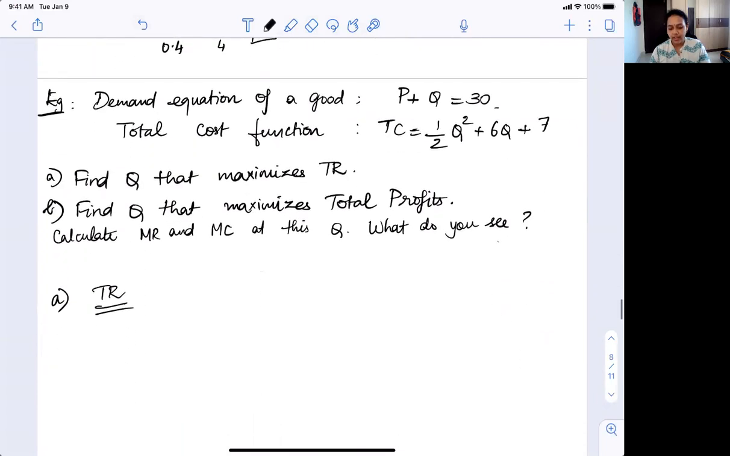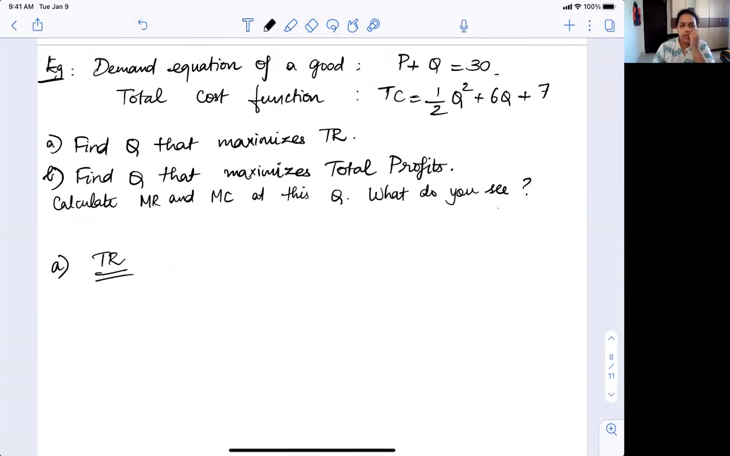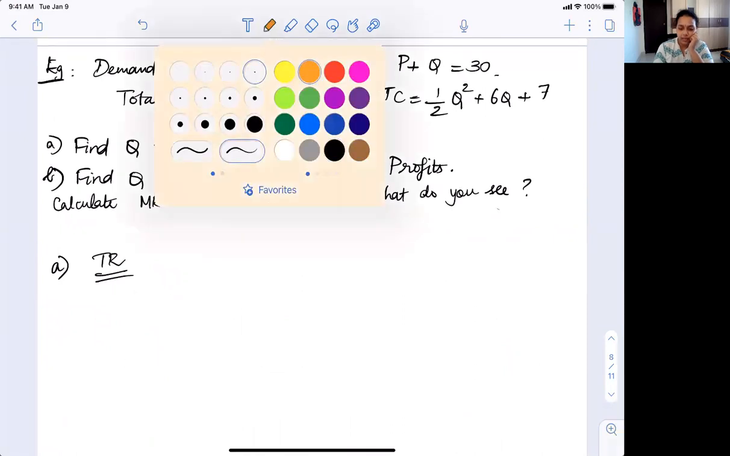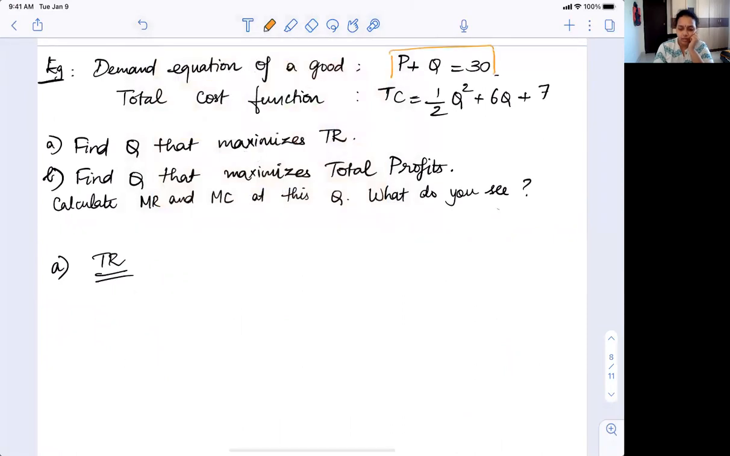Okay, let's go ahead and check out the second problem. So we're given a demand equation of a good, and that's P plus Q is equal to 30. And we're also given the cost function by SPC. Now we want to find the value of Q that maximizes TR. That's the first part of the problem. TR here is total revenue. And the second part of the question asks us to find Q that maximizes total profits.